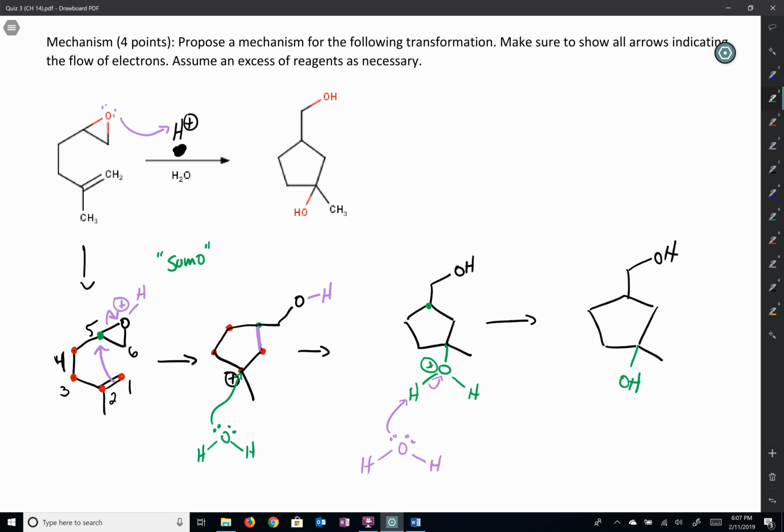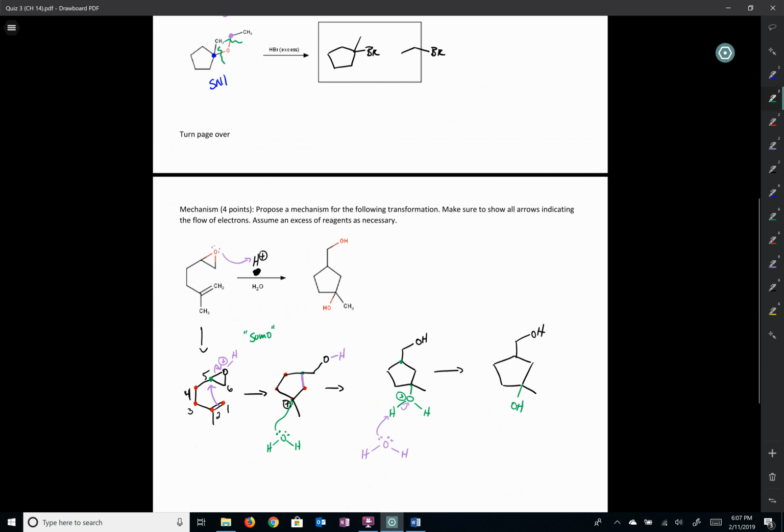So this is just a variation of a ring opening of an epoxide under acidic conditions. Our incoming nucleophile was an alkene in this case. Oops, didn't mean for that to happen. So there that is. There's the mechanism. And that's all there is for quiz number 3.